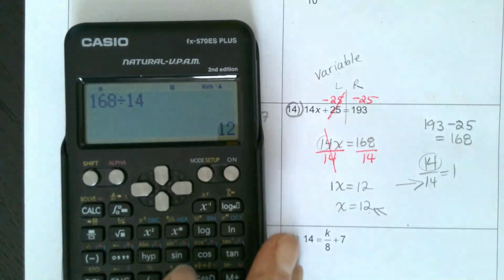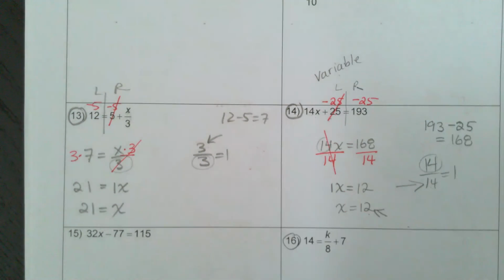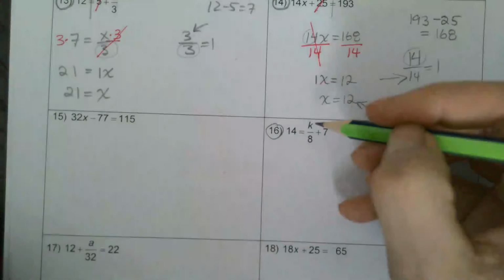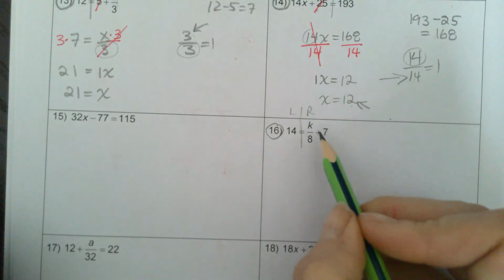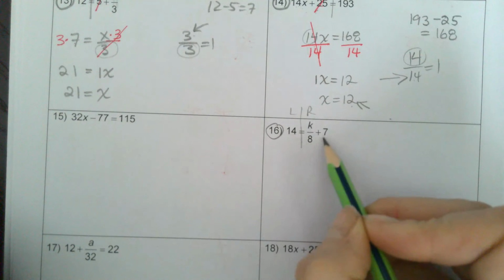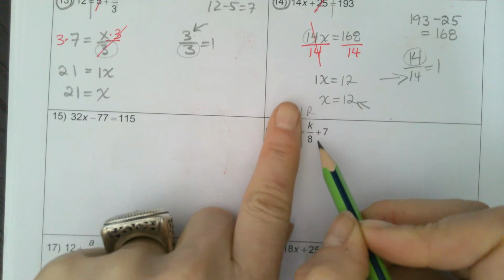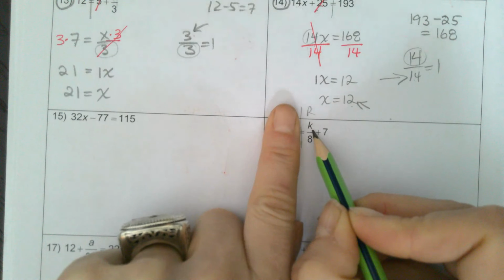Okay, let's do 16. So cut it to make my left side and my right side. My x, not my x, my k is already on the right side, so let's just leave it there. Okay, we have to get rid of the 8 and the 7 because we have to make k by itself.